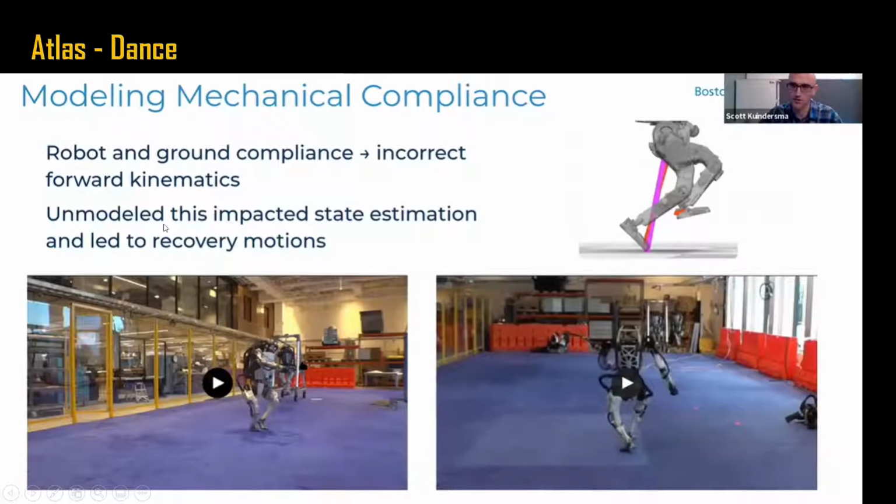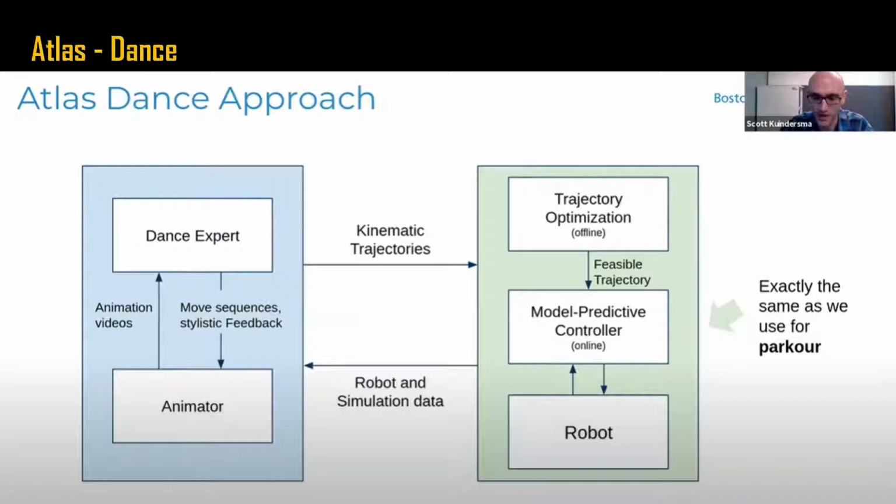Unmodeled, this impacts state estimation and leads to recovery motions. I have not linked the video, but you can see the video in the webinar, and it shows how the robot recovers from, let's say, slipping of feet position, so that the dance movements, the dance behaviors are smoother and follow one step after another in a sequentially correct way. So this is where everything comes into picture.